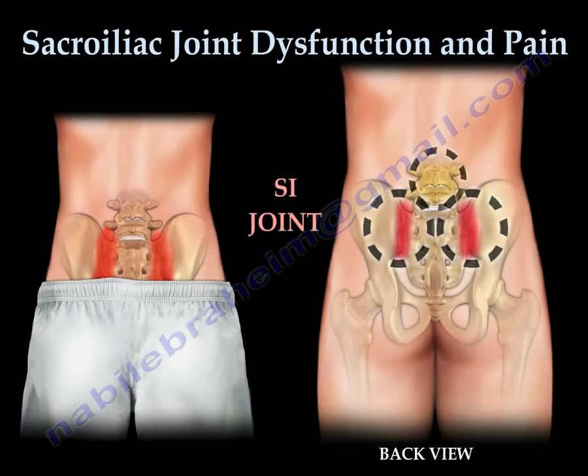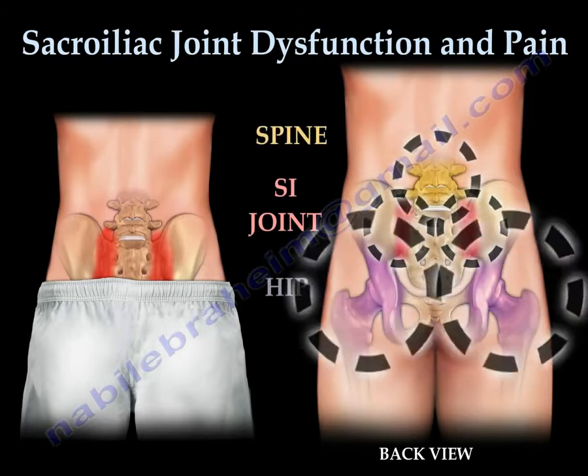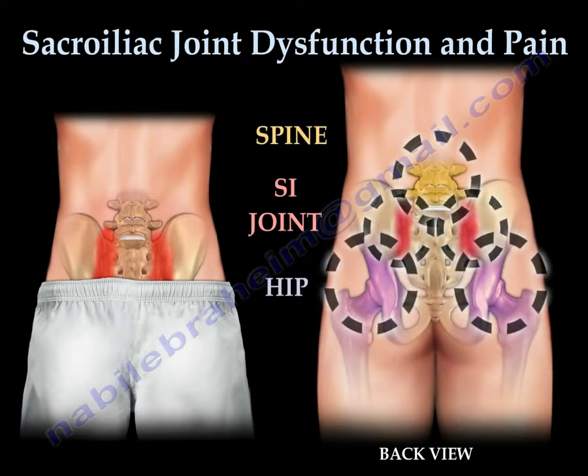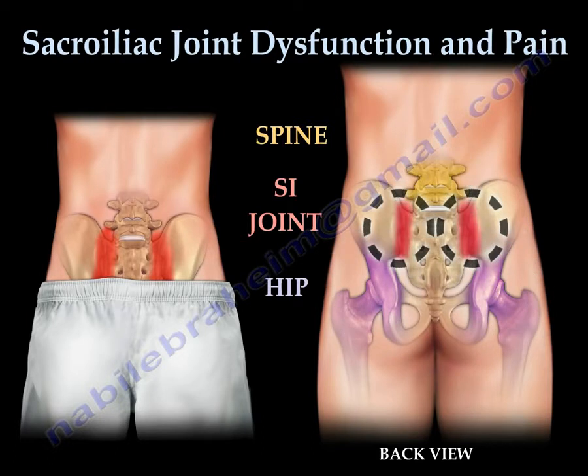Pain from the hip, spine, and SI joint can overlap and be associated. Patients can experience injuries associated with the spine and SI joint or the hip and SI joint. If the patient has a back sprain and it doesn't improve for several months, it is important to look at the SI joint.